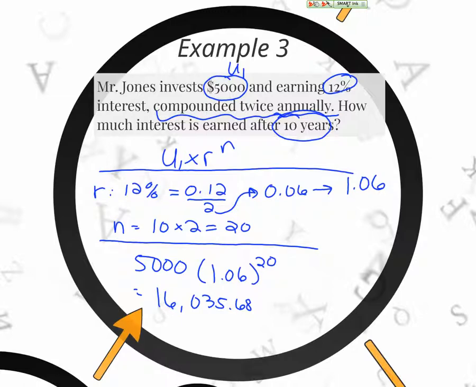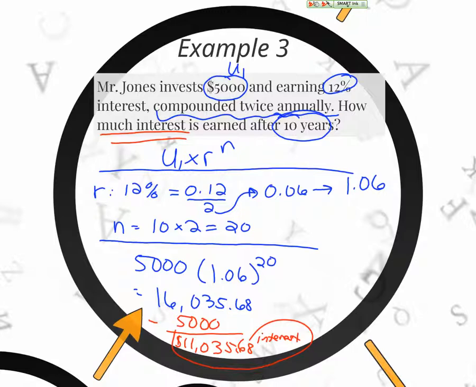But that doesn't quite answer the question. What's our question? How much interest? So we'll have to go ahead and subtract the initial amount to see that the interest was actually $11,035.68. So that's how much money was actually earned, just letting it sit in there and that interest compounding twice a year, with that 12% interest rate.